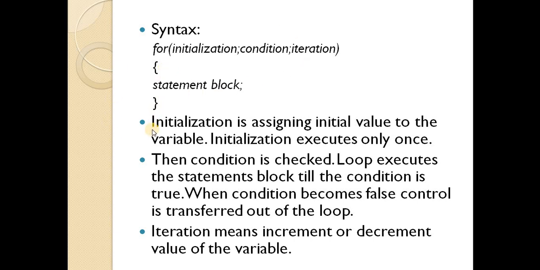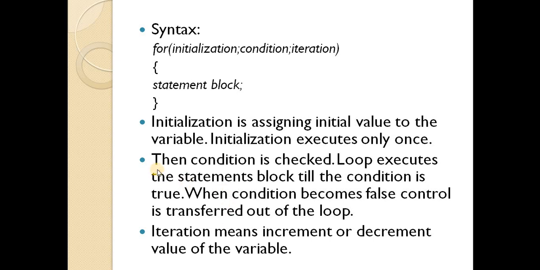So next point. Initializing is assigning an initial value to the variable. Initializing executes only once. Okay, so now in JavaScript or in any programming, initializing is going to happen only once. When you are writing loops, the initializing statement is executed only and only once. You cannot initialize variables more than once. When the loop starts, initializing happens at that time.